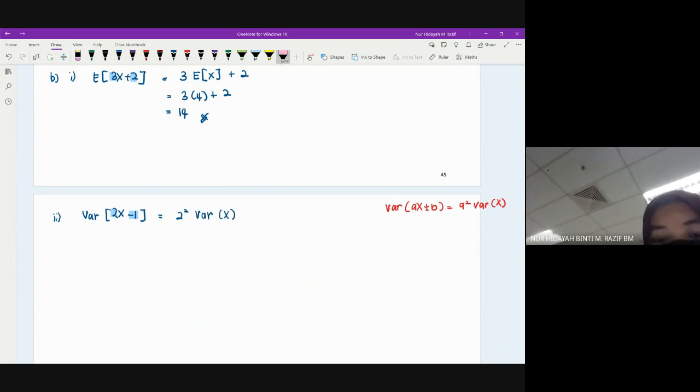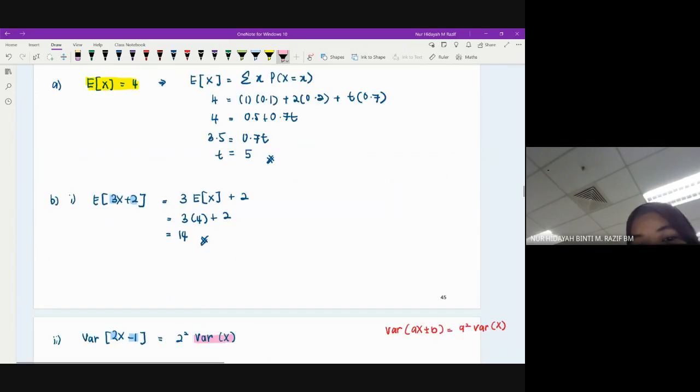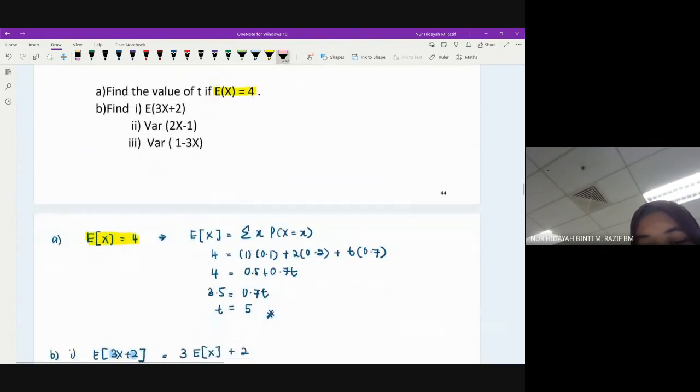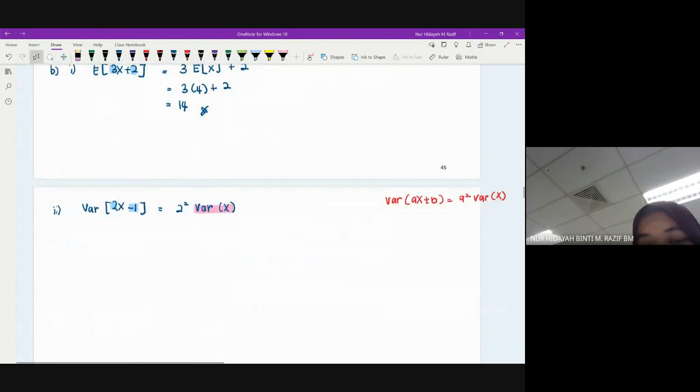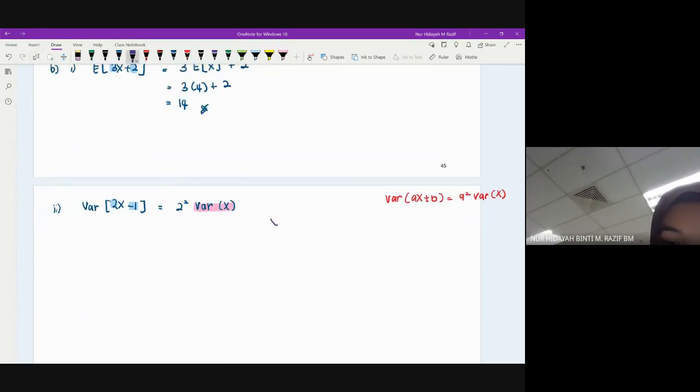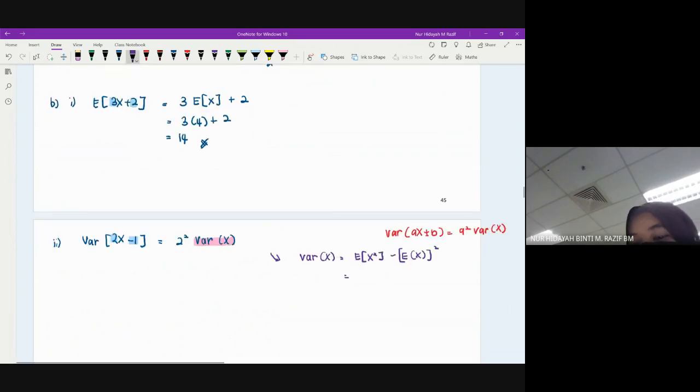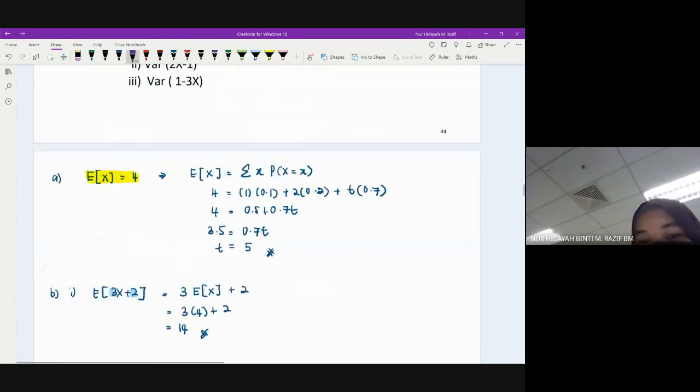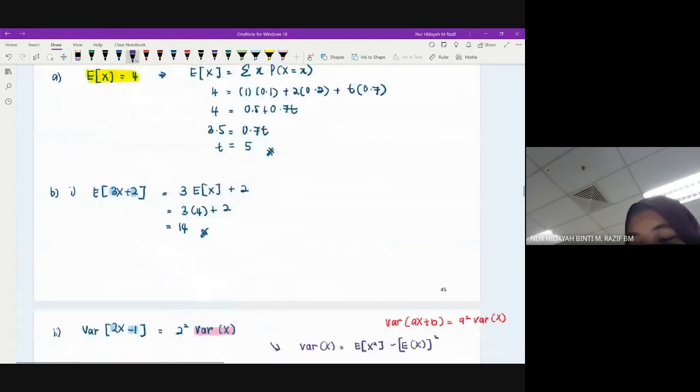Jadi macam mana kita nak cari variance X? Kita dah tahu ke? Jawapannya tidak. Kita cuma tahu expected value of X tapi kita tak ada lagi expected value of X kuasa 2. So cari somewhere di tepi yang mana kita akan dapat variance of X sebenarnya bersamaan dengan expected value of X square ditolakkan dengan expected value of X, everything square.